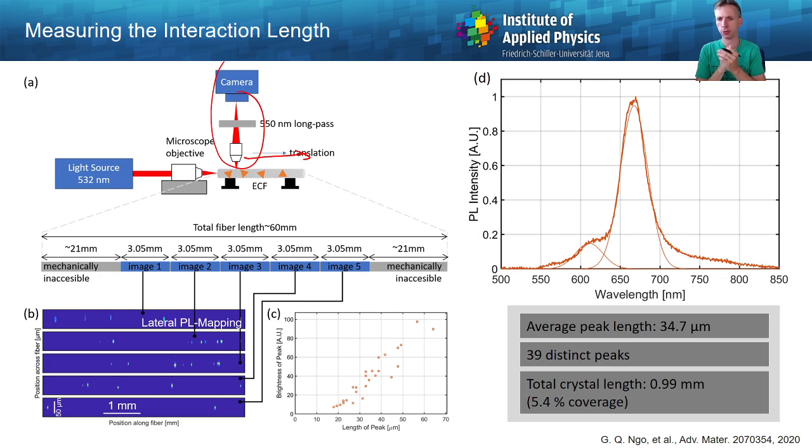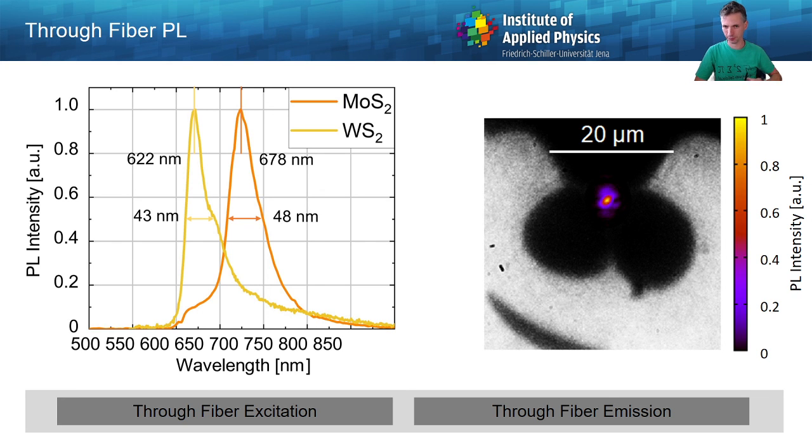So for this specific fiber, you find 39 distinct locations of monolayer crystals with a total length of 1 millimeter, which is a coverage of 5%. The typical spectrum is shown here, which is again what you would expect from a monolayer grown on a planar substrate. So the total length here is 1 millimeter, which is, keep in mind, an interaction length that you now have available, which is 6 orders of magnitude longer, as opposed to when you just have one monolayer crystal and you look through the monolayer crystal. So this is a massive enhancement. It's a whole different ballgame.